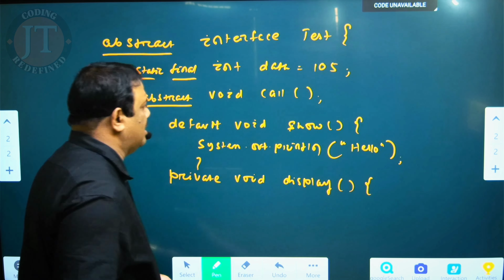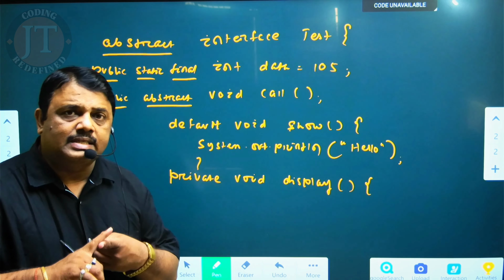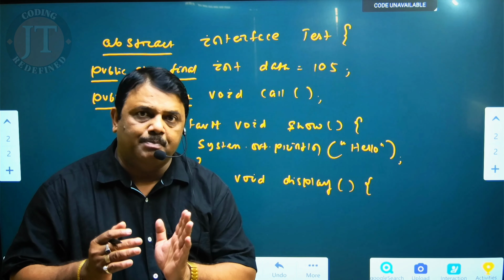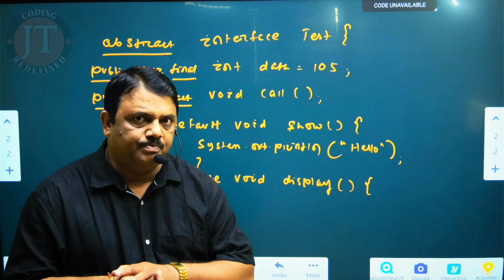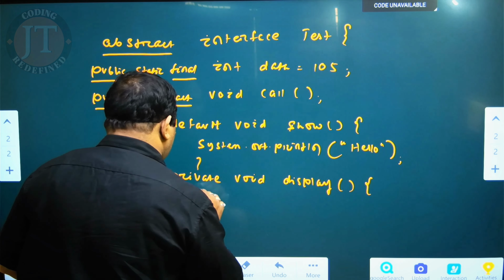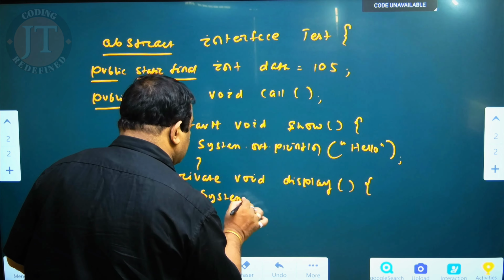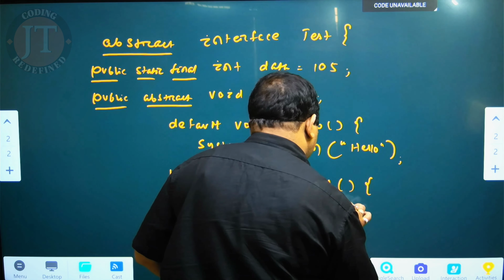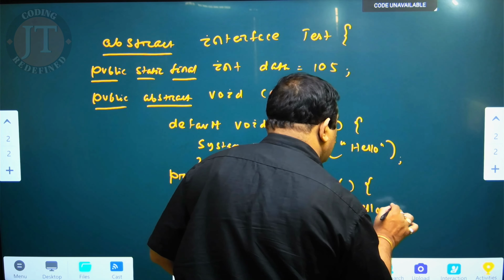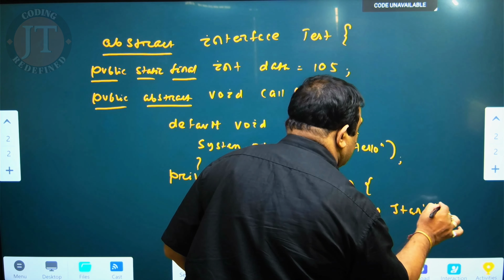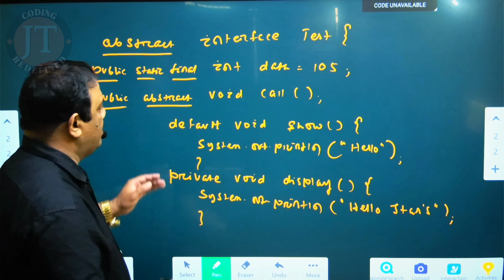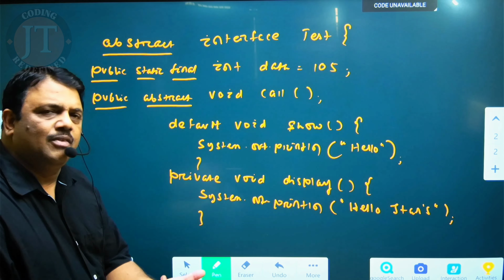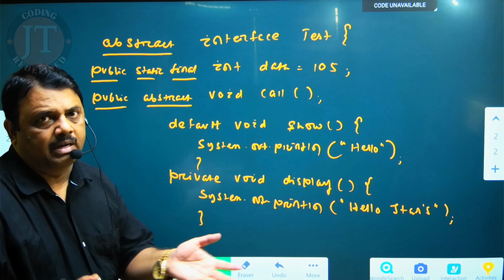A private method can only be invoked within the same interface. It cannot be invoked outside the interface, because a private member is never invoked outside the class or interface. In that method I print a statement: System.out.println hello JTNs. This method was introduced in JDK 1.9, so Java lets you define a private method within an interface.